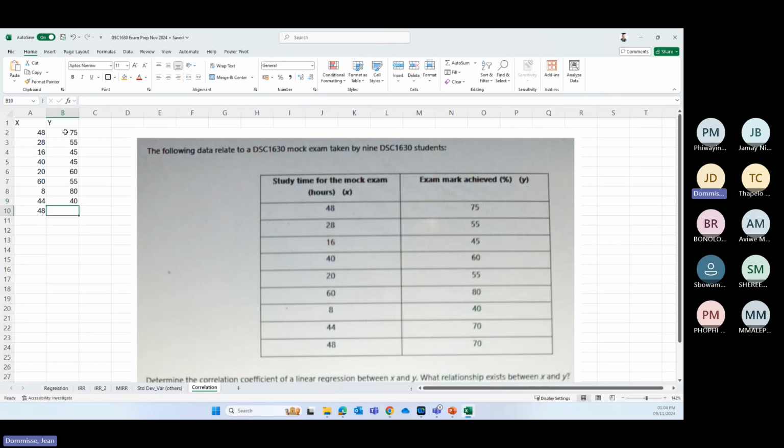Oh, I missed some numbers because this is not adding up. So 48, 28, 16, 40, 20, 68. Right, where did I go now? Okay, there.